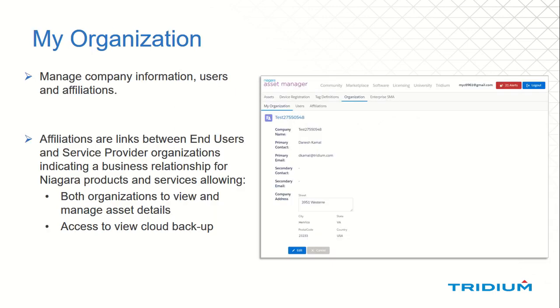The My Organization module within the Asset Manager allows you to manage your company information, your user information, and also your affiliations. Organization affiliations are links between end user and service provider organizations, indicating that a business relationship exists, and it allows both organizations to view and manage their asset details. It also allows access to view your cloud backups.